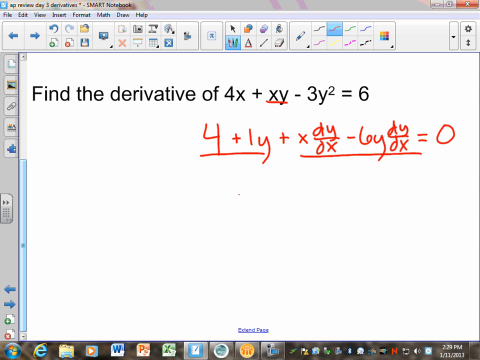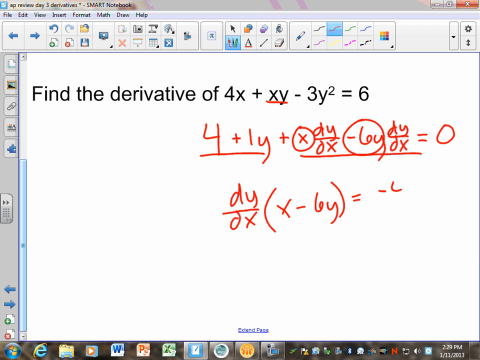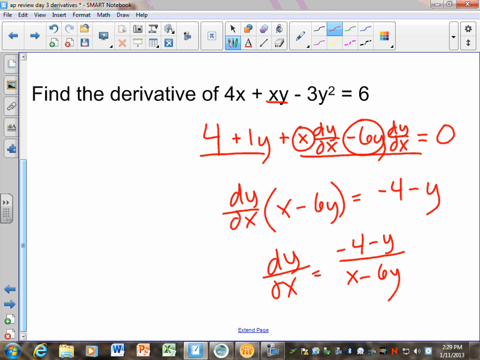So if I pull out the dy/dx, I would be left with x minus 6y. That would be right there. And I'm going to move the other stuff over, so that's going to become negative 4 minus 1y, or negative 4 minus y. And then the last step is divide that x minus 6y over, so you can get what your derivative equals. And you get negative 4 minus y over x minus 6y. And that is the derivative.